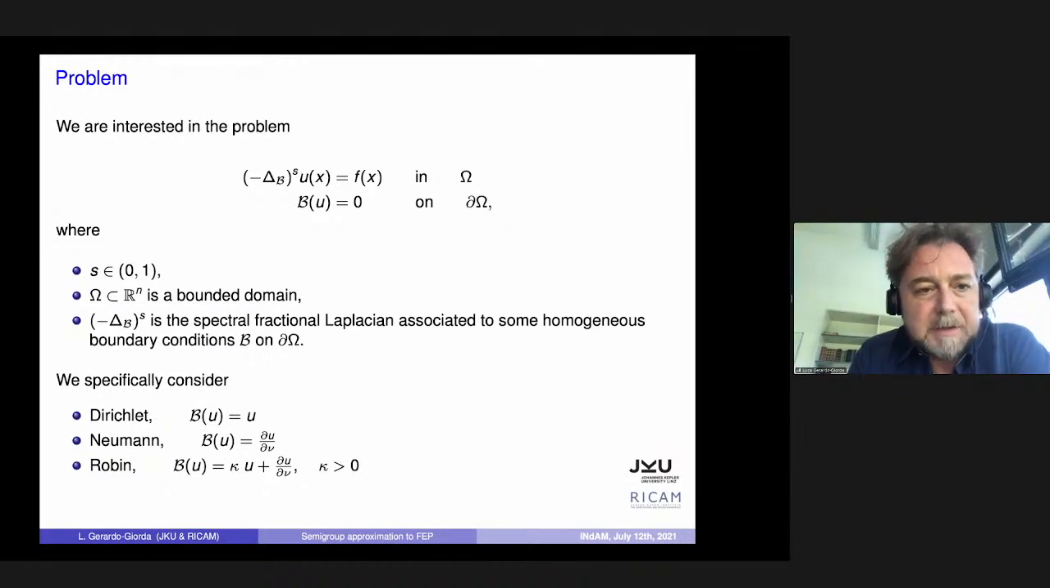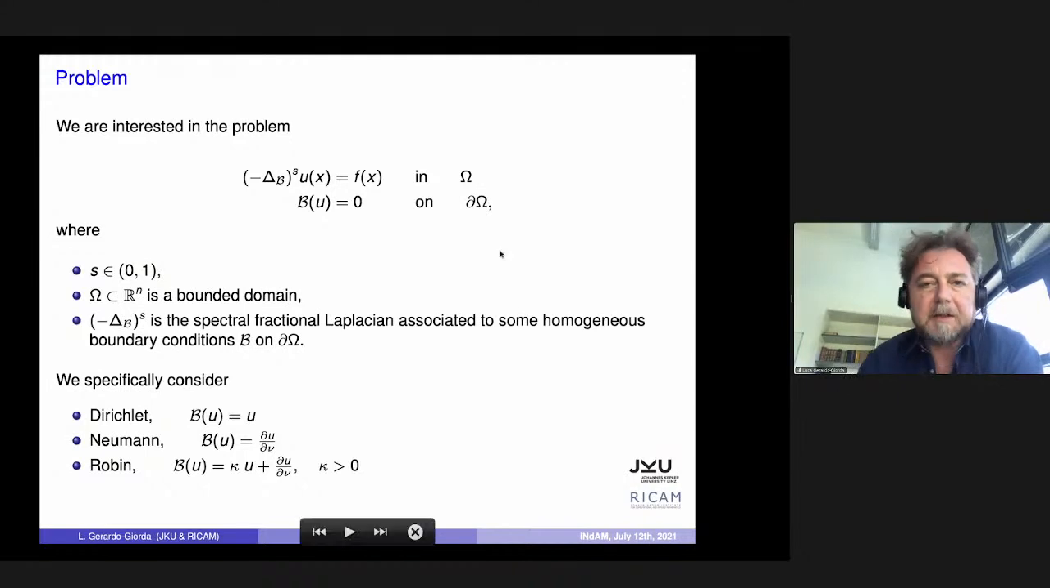In these settings, s is a parameter between 0 and 1, Omega is a bounded domain in R^n, and we are considering the spectral fractional Laplacian associated with some homogeneous boundary conditions on the frontier of Omega. We consider in particular Dirichlet, Neumann, and Robin boundary conditions. For the rest of my talk, since we are considering the spectral version of the fractional Laplacian, we will always indicate the B to stress the fact that the operator is boundary condition dependent.